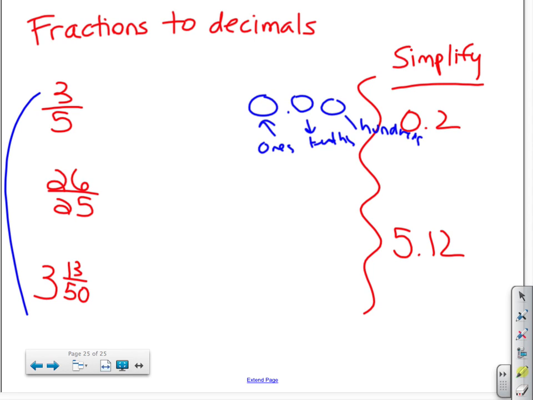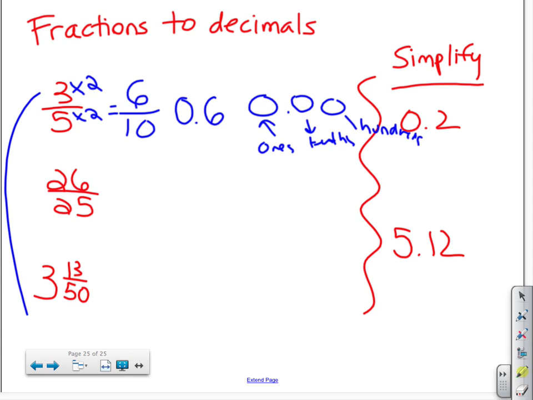So if I have 3/5, you can either change this to a 10 or to a 100. I'm going to pick 10 because I think I know that 5 times 2 will change it to a 10. But whatever I do to the bottom, I have to do to the top. 3 times 2 is 6. If I have 6/10, then I think of my place value and I have 0 wholes and 6/10.